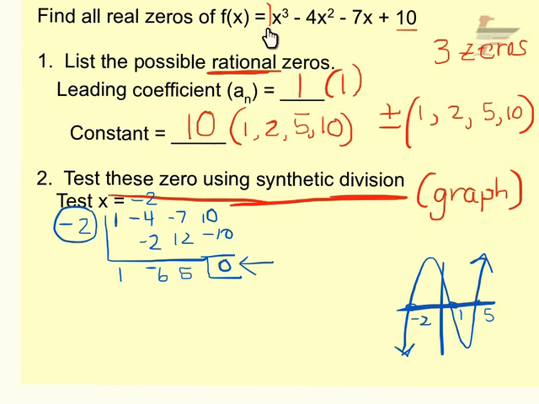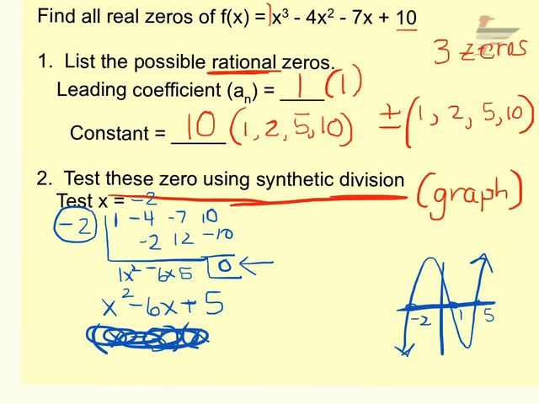Now, I went from a cubic down to a quadratic, so at this point I have 1x squared minus 6x plus 5. In fact, I'll rewrite that. Is that factorable? It absolutely is factorable. X minus 3, and, but it's not x minus 3, sorry.